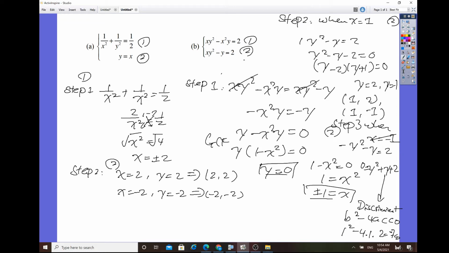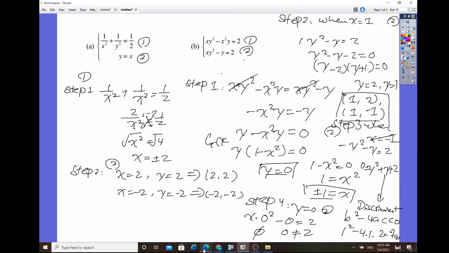And what about y equals 0? If y equals 0, what happens with the second equation? Step 4: verify that y equals 0. Back in the second equation, we have x times 0 squared minus 0 equals 2. Well, it's impossible to have 0 equals 2. It doesn't make sense, so there's no solution for this. So the only solutions that we found are (1, 2) and (1, negative 1).